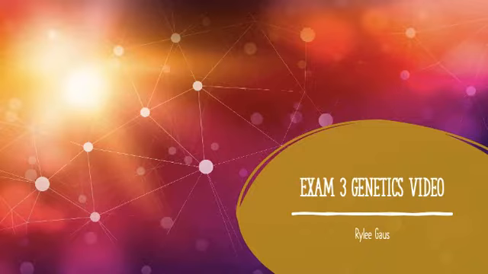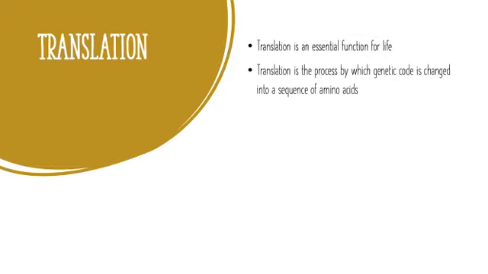The way life works is a combination of many different essential functions. One of these essential functions is translation. Translation is the process by which genetic code, or copies of DNA, is converted into a sequence of amino acids or proteins that perform different functions throughout the body. There are a few different participants in the translation process: messenger RNA, transfer RNA, ribosomal RNA, ribosomes, and amino acids.